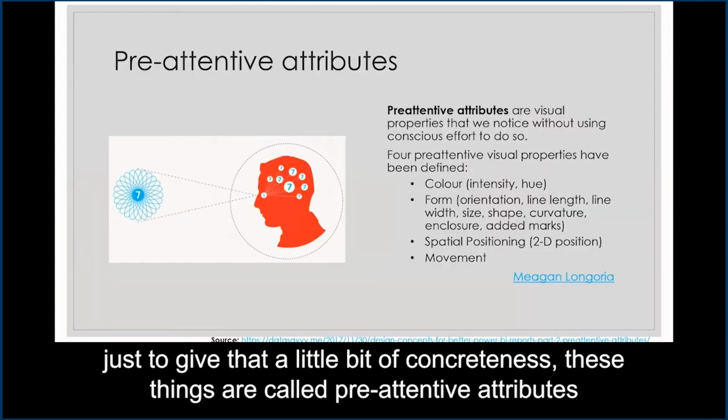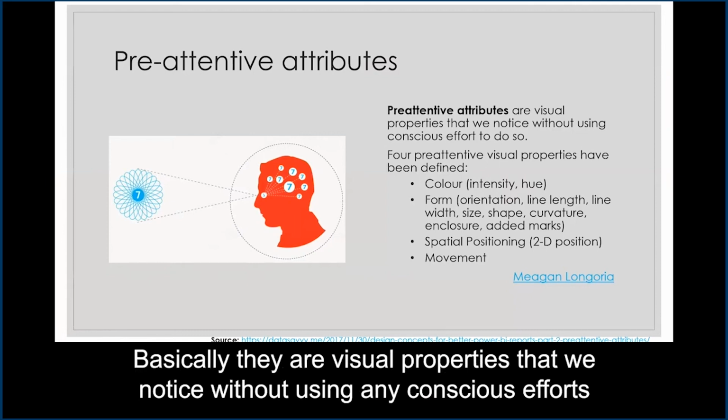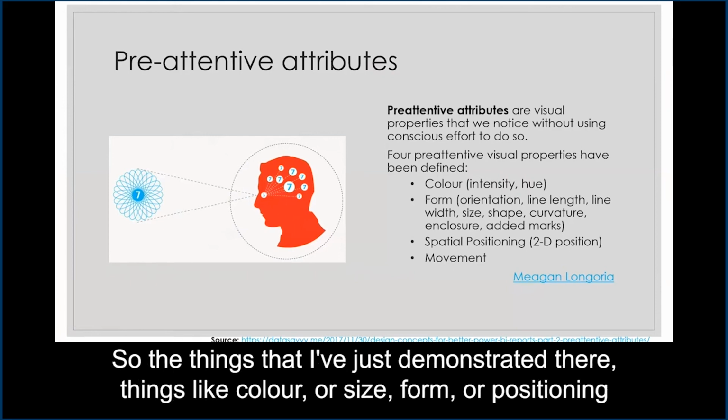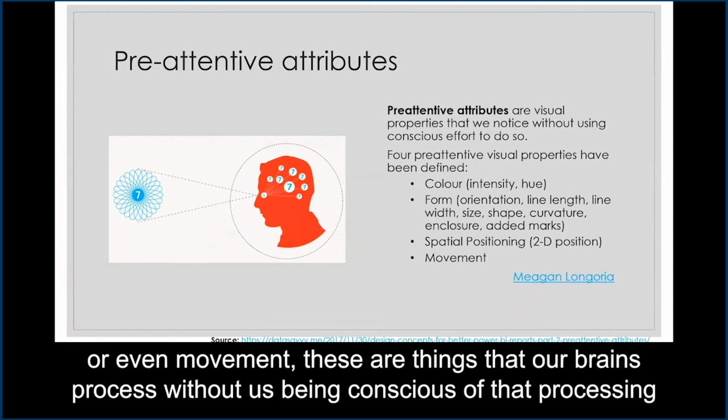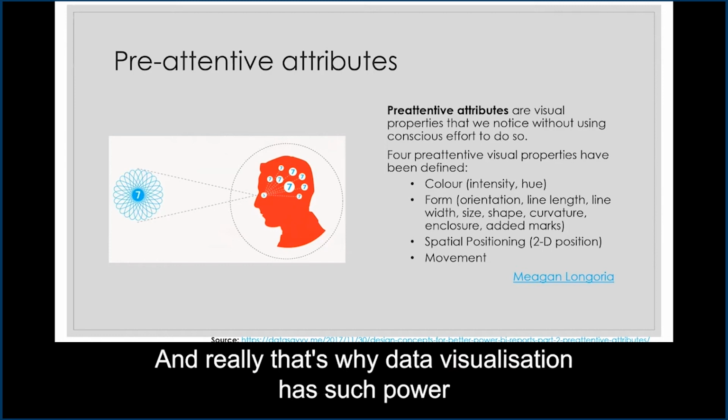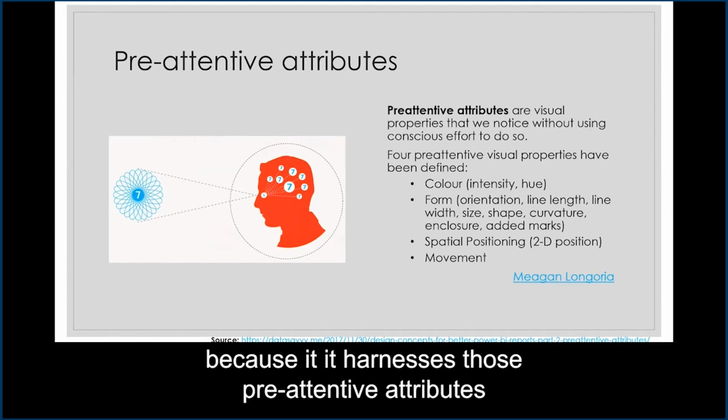And just to give that a little bit of concreteness, these things are called preattentive attributes. Basically, they are visual properties that we notice without using any conscious effort. So the things that I've just demonstrated there, things like color or size, form, or positioning, or even movement, are things that our brains process without us being conscious of that processing. And really, that's why data visualization has such power, because it harnesses those preattentive attributes. It makes the most of those preattentive attributes.